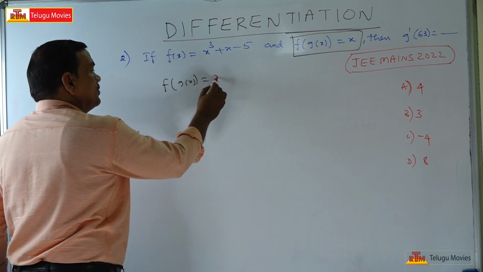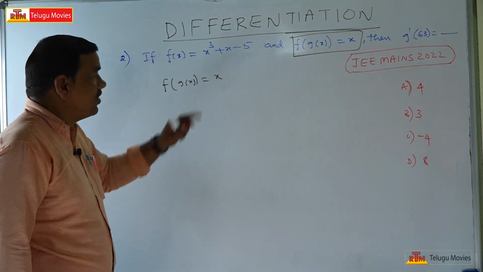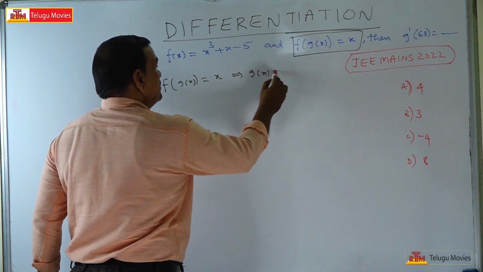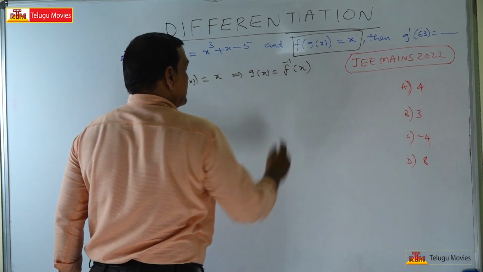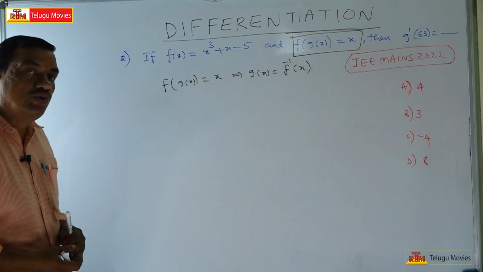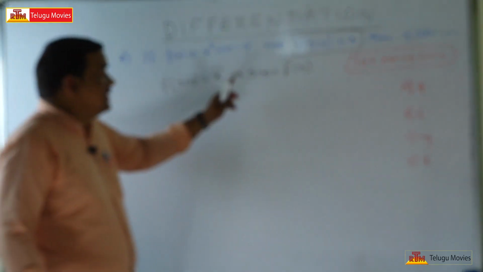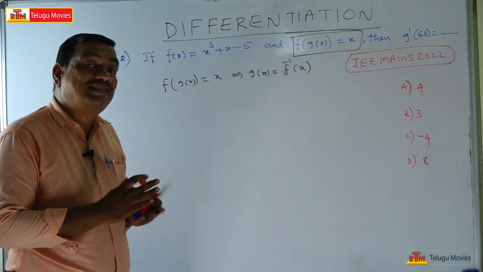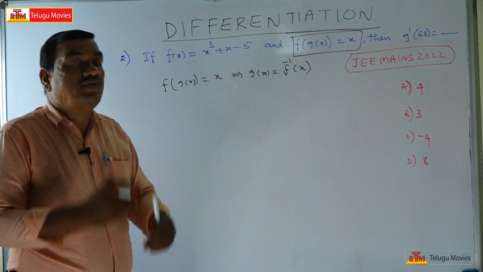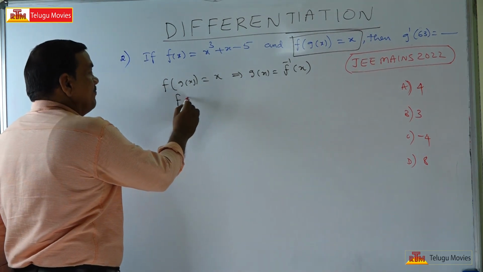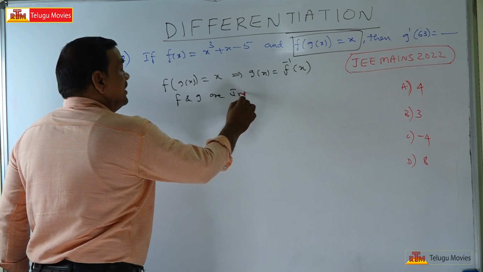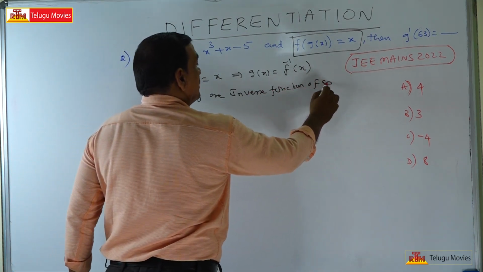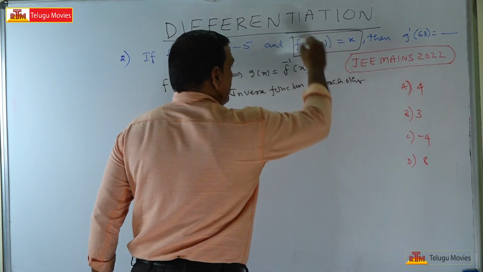f of g of x is equal to x, this is nothing but g of x is equal to f inverse of x. Same as g inverse of x is equal to f of x. That means both f of x and g of x are inverses of each other. F and g are inverse functions of each other. This is the first thing you remember.